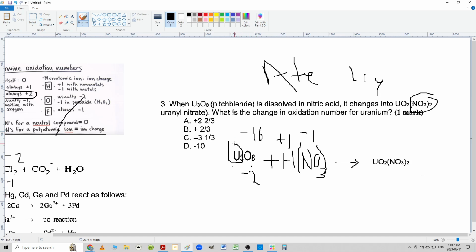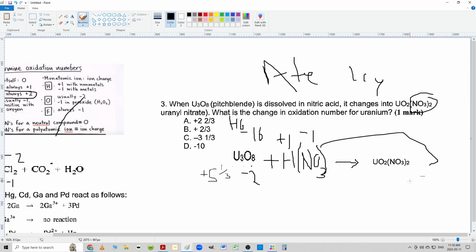That means the uranium must be plus 16 because there's no charge on this, but there's 3 of them. So we have to take 16 and divide it by 3. 3 goes into 16 5 times with a third left over. So that means we get this bizarre charge of plus 5 and a third for uranium, for each uranium. Let's keep that around. I don't care what the other products are.